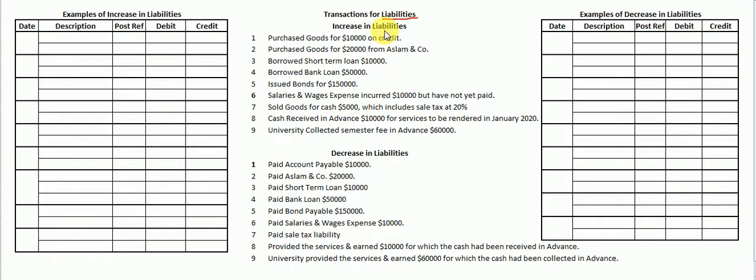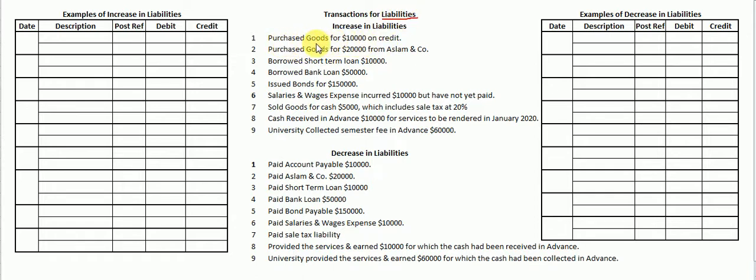So dear students, in today's lecture, whatever transactions we have, all of them are related to liabilities. So we have two sections. In the first section we have increase in liabilities, and here we have decrease in liabilities. And inshallah you will learn in this lecture how we record each and every transaction. I will analyze and explain, inshallah. Just pay attention. So in the first transaction, dear students, we have purchased goods for $10,000 on credit.